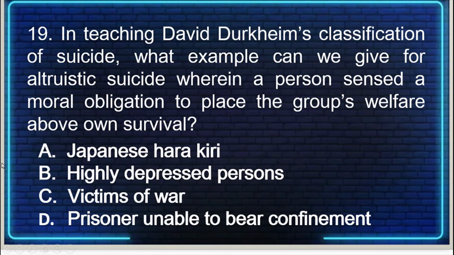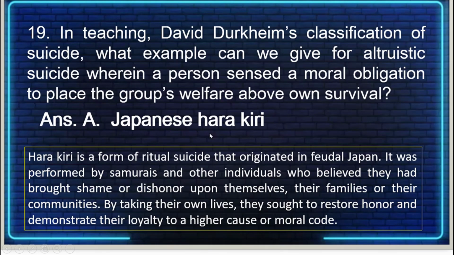Okay, number 19. In David Durkheim's classification of suicide, what example can we give for altruistic suicide wherein a person sees a moral obligation to place the group's welfare above own survival? A. Japanese harakiri. B. Highly depressed persons. C. Victims of war. And D. Prisoner unable to bear confinement. The answer is letter A. It's Japanese harakiri. Okay, so this is a form of ritual suicide that originated in feudal Japan. It was performed by samurais and other individuals who believed they had brought shame or dishonor upon themselves, their families, or their communities. So by taking their own lives, they sought to restore honor and demonstrate their loyalty to a higher cause or moral code.